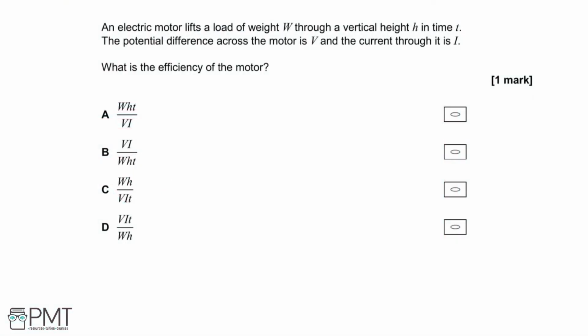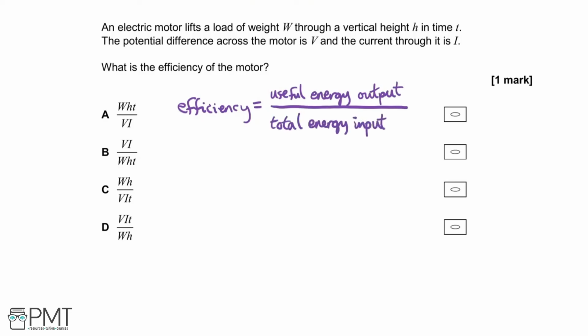An electric motor lifts a load of weight W through a vertical height h in time t. The potential difference across the motor is V and the current through it is I. What is the efficiency of the motor? Now for this question, the first thing to do is write down what we mean by efficiency in equation form. So efficiency is equal to useful energy output divided by total energy input.